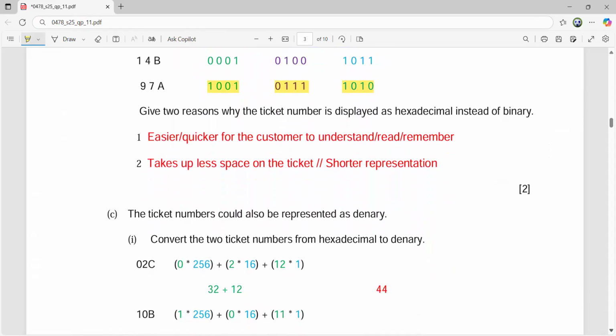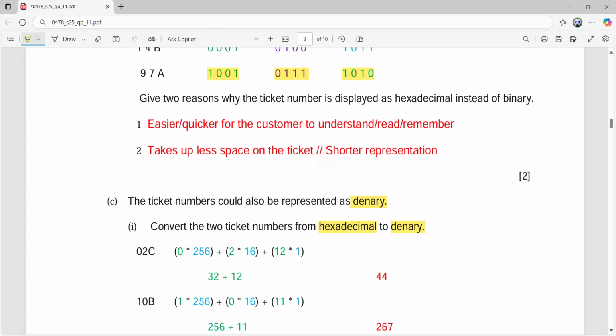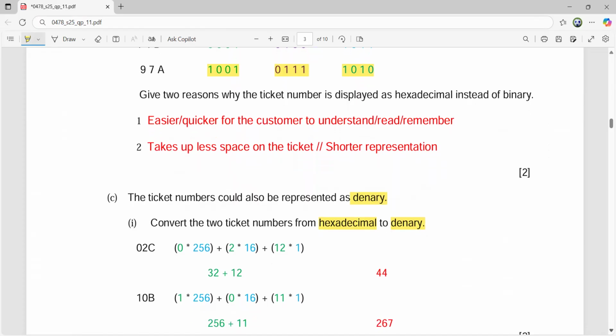The ticket number could also be represented as denary. Now this is my conversion that needs to be done here. You can see now I am asked to convert from hexadecimal to denary, and this was the space that was given to me, one line, and just for your sake I've done it for you, so you're never going to make a mistake. It's a hex value to be converted to denary, so we can do it this way. I mean, again, we remember that we have done it exactly.